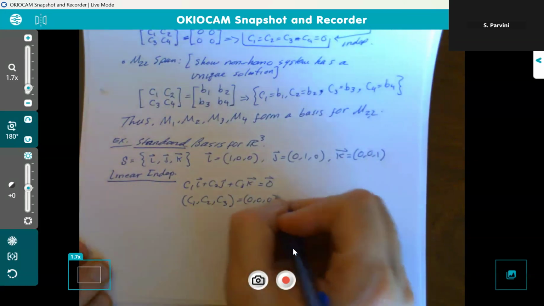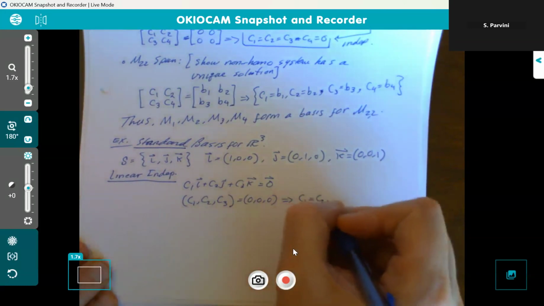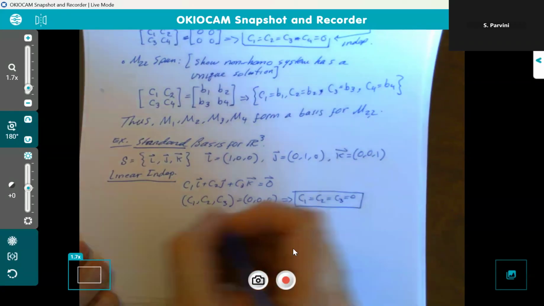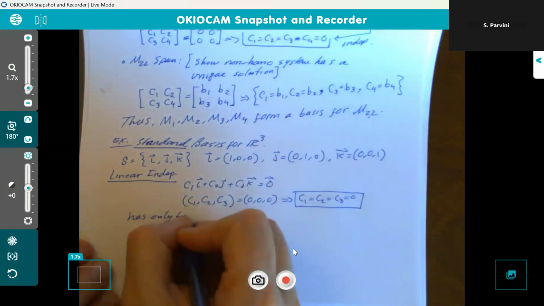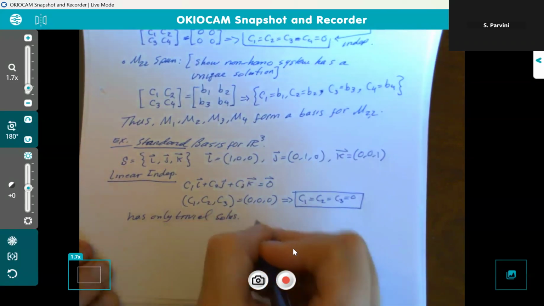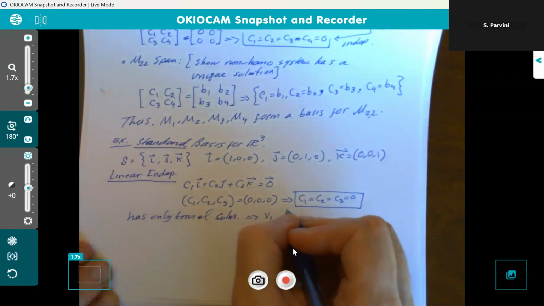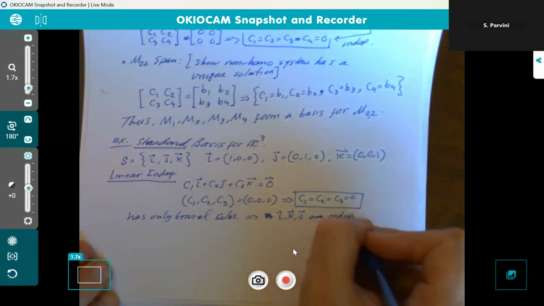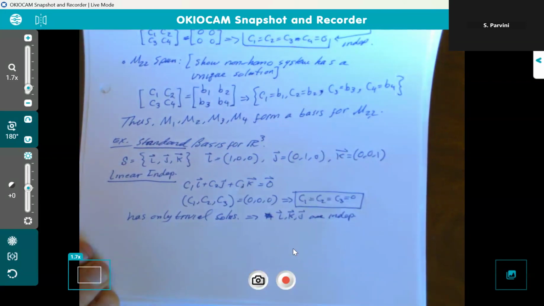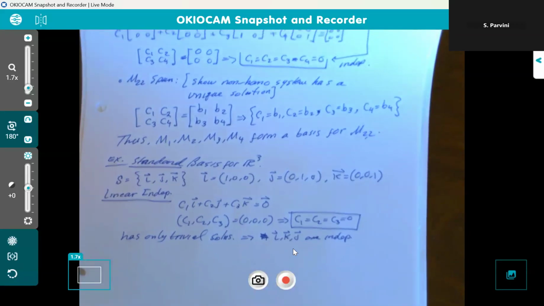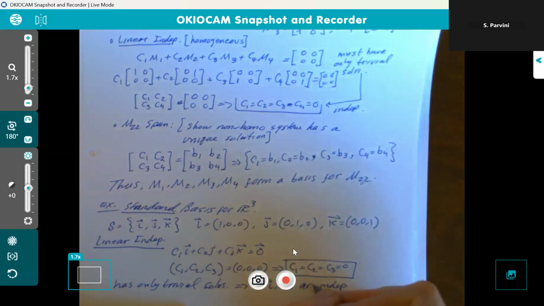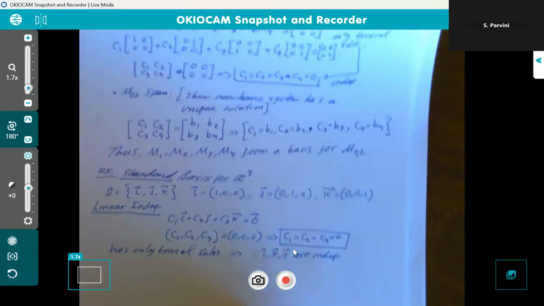So for this one, again, you can see that this has only trivial solution. C1 equals C2 equals C3 equals 0. There you go. Has only trivial solutions. Therefore, V1, I'm using IJK now, I, J, and K, they are independent. Okay, so that's what that would imply. All right, and then let me tidy this up and write this a little better. They are independent. Perfect.